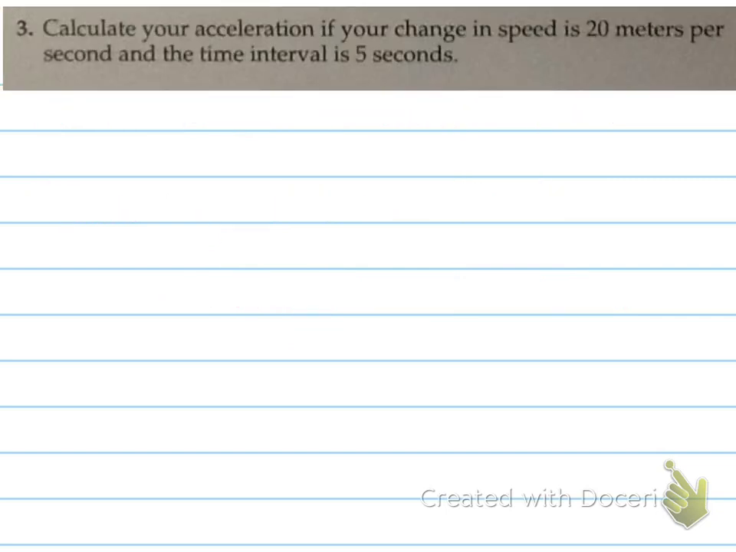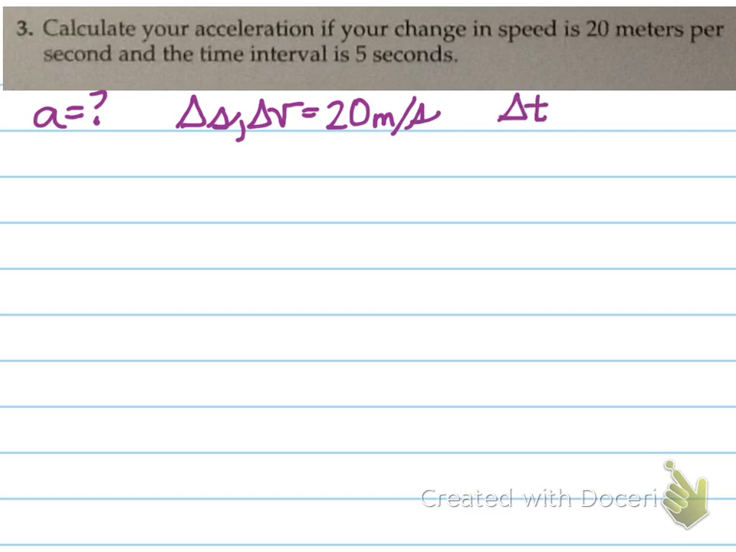Number 3. Calculate your acceleration if your change in speed is 20 meters per second and the time interval is 5 seconds. So I want to know my acceleration this time. Okay. My change in speed, which is the same as my change in velocity, is 20 meters per second. And my change in time, my time interval, is 5 seconds.